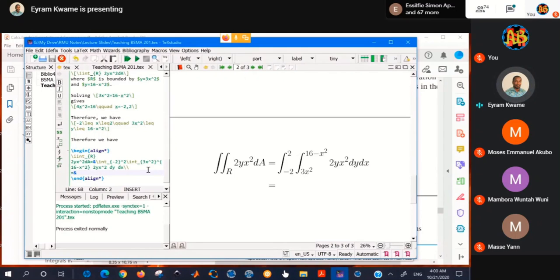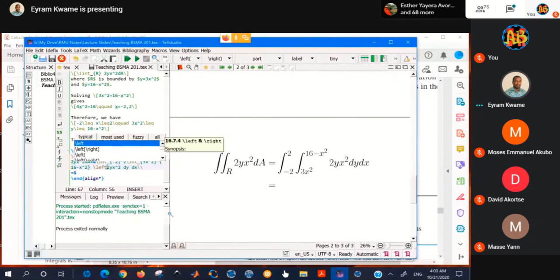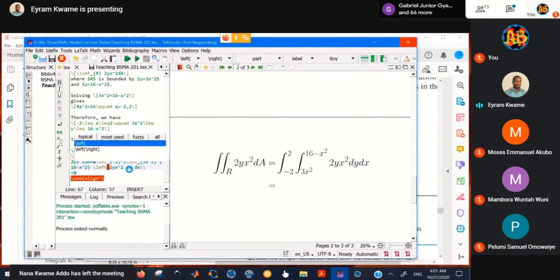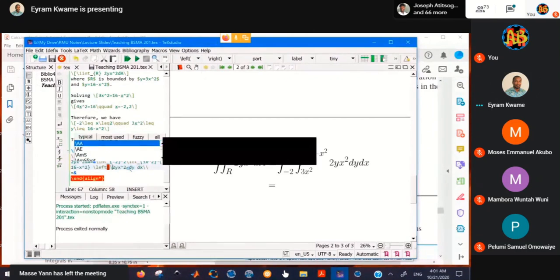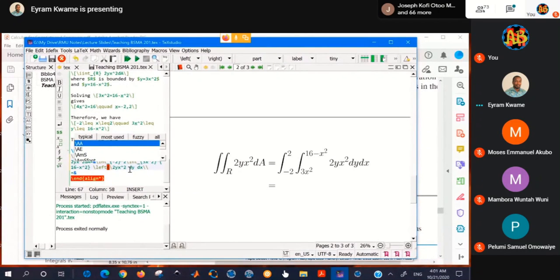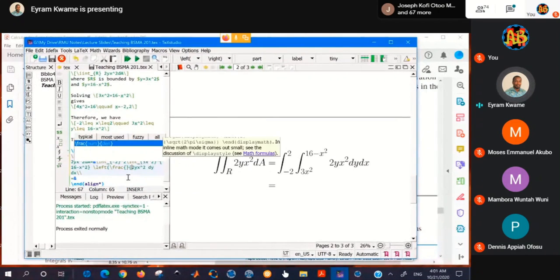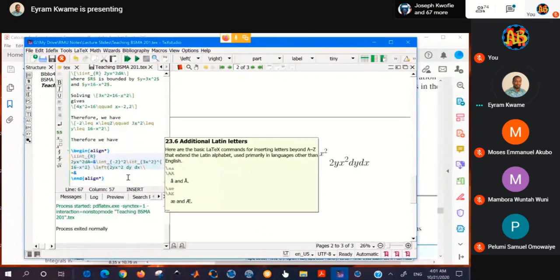Now let me put the function in a bracket. I want to trick Maple to give me a bigger bracket. That's all. I might not even need that because of the x squared. I don't think I need this. Good.